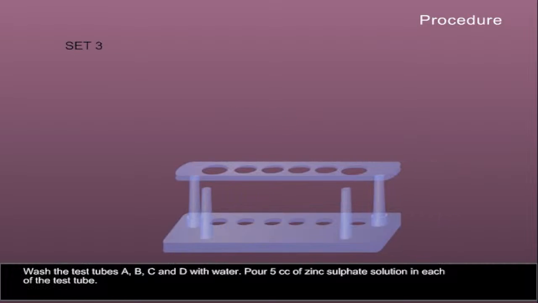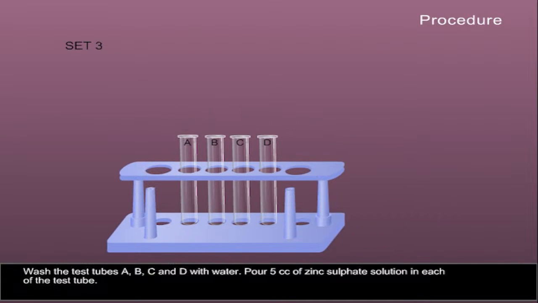Set 3. Wash the test tubes A, B, C and D with water. Pour 5 cc of zinc sulfate solution in each of the test tubes.